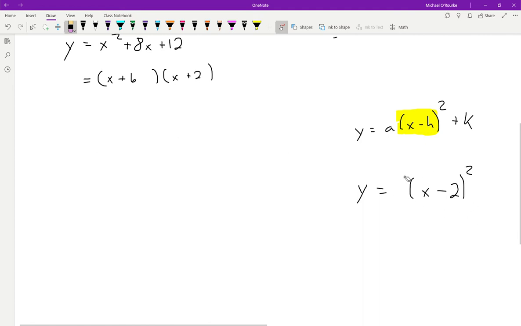This is an example of something that's in vertex form already, right? The only thing is we're missing the a, or we're missing the plus k, right? Which is fine. The a right now is 1 and this is 0. But this is in vertex form, okay? Like this part in here. And even this one is. y equals x plus 2 squared. Both of those are in vertex form, okay?